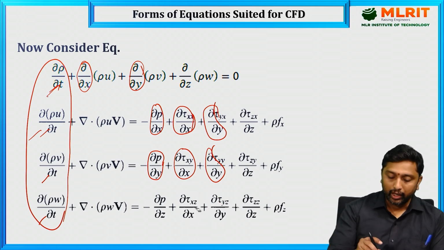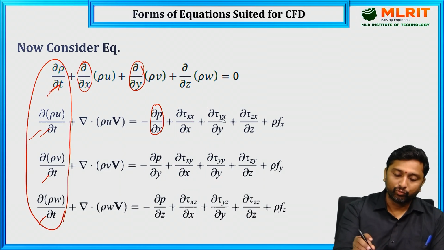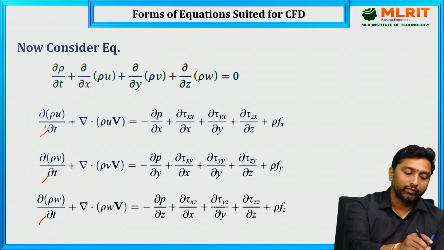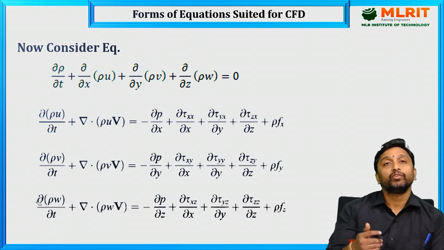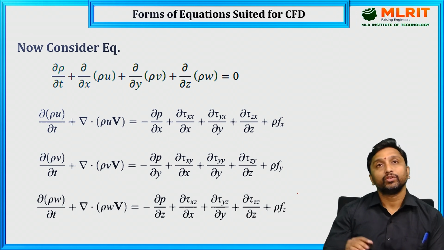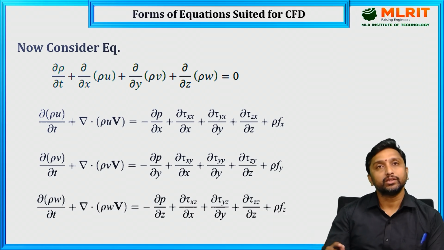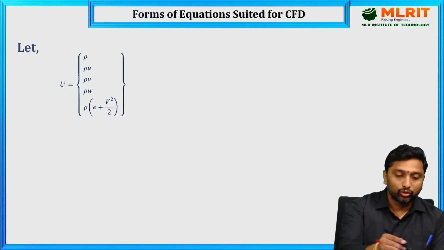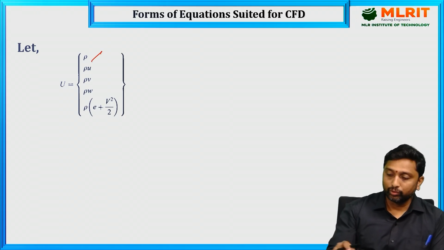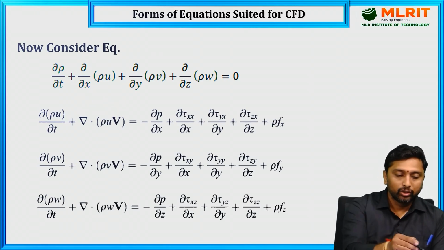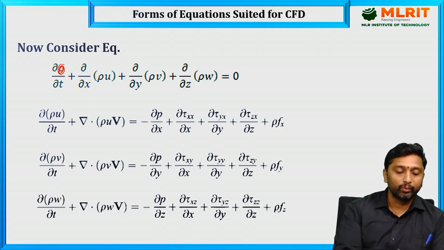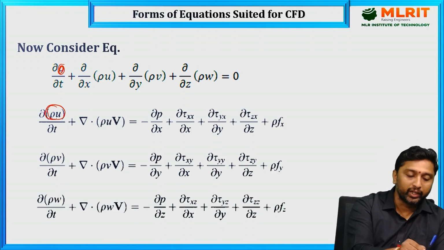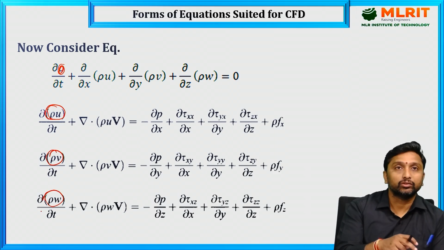So what I'll do, I'll try to separate them in the form of the terms which are partially differentiated with respect to time, with respect to x, and with respect to y and z respectively. So now I can rewrite them as rho. Now if you go back, here you can see only rho, dou rho by dou t, and in the x momentum rho u, rho v in y momentum, rho w in z momentum.